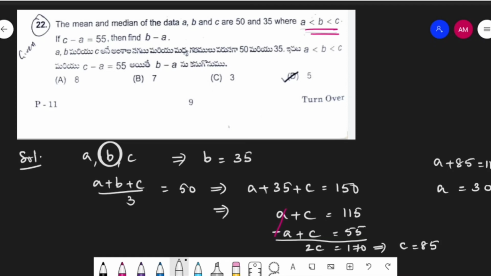What are we asked? We are asked to find B minus A. So B minus A is equal to, B is 35 and A is 30, so it is 5. B minus A is equal to 5. So that's the answer. What's the correct option? The correct option is D. So for the 22nd problem, the correct option is D.